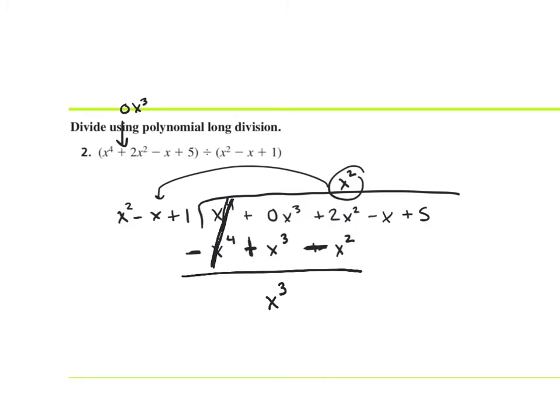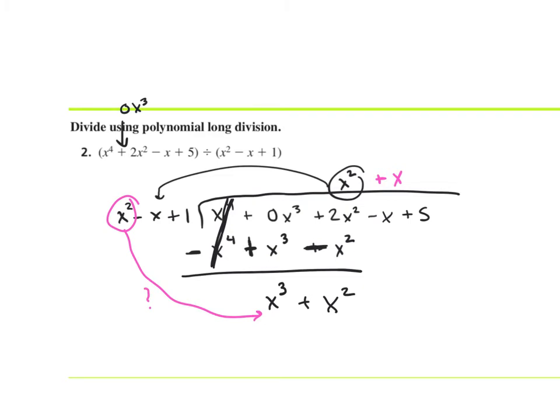Just x cubed. It's like 0 plus 1. It's just 1. And then we have 2x squared minus x squared, so plus x squared. Now we need to see what times x squared gives us x cubed. What can we multiply by x squared to get an x cubed? X. So we're going to put our plus x up top.